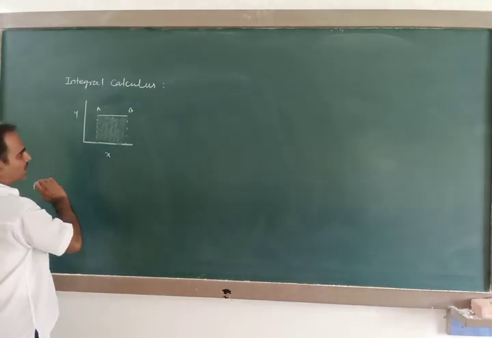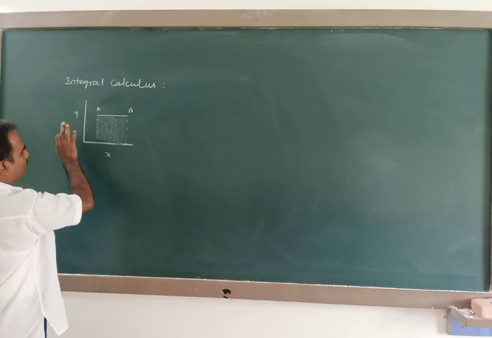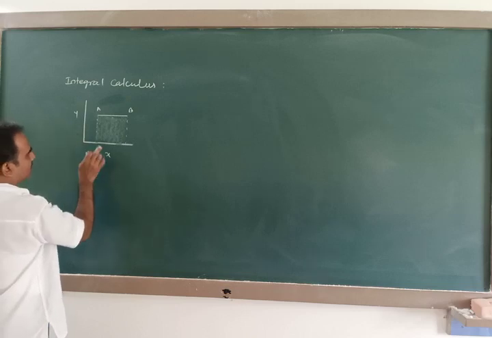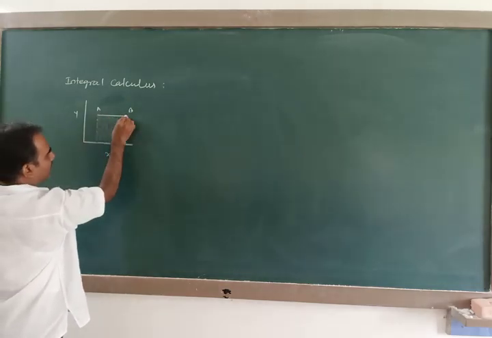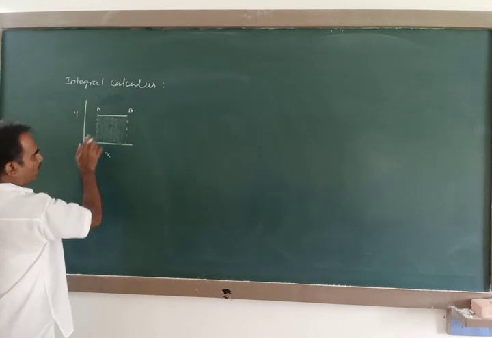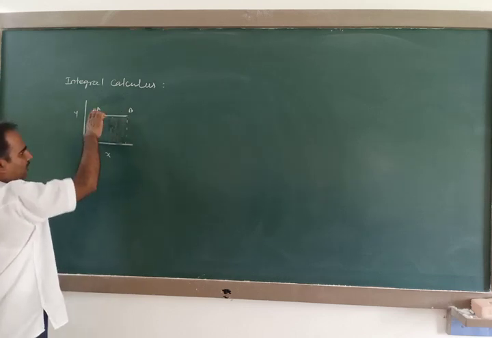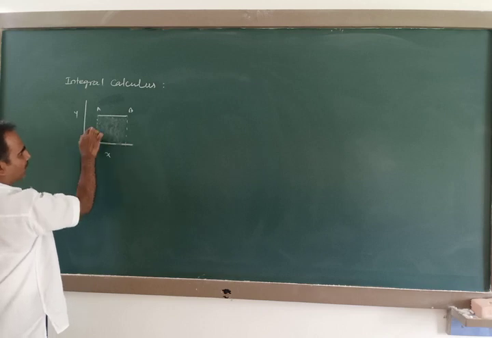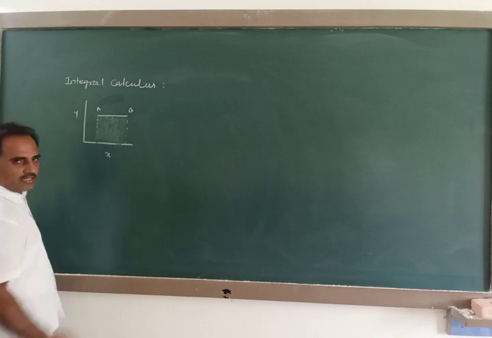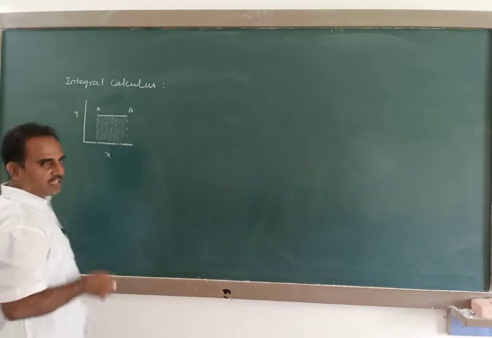So y is a function of x. If you plot a graph of y versus x, if I get a straight line AB like this, when I want to find the area under this graph, I'll take the value of y, the value of x, and when I multiply these two things, I will get this area. Now we shall take a different case.